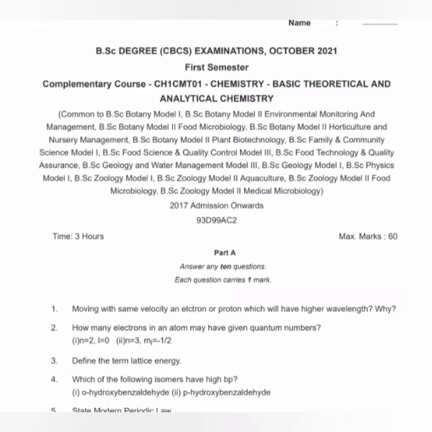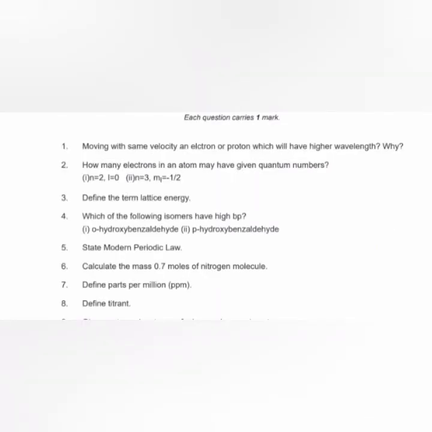3. Define the term lattice energy. 4. Which of the following isomers have high boiling point? 5. State modern periodic law. 6. Calculate the mass of 0.7 moles of nitrogen molecules. 7. Define parts per million.